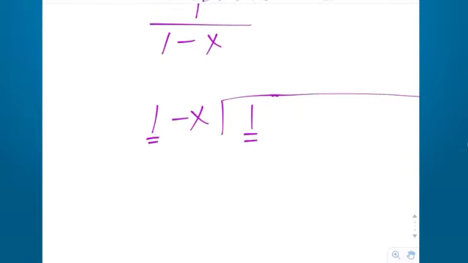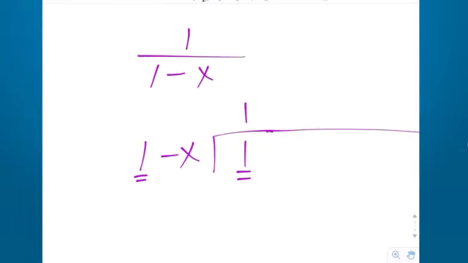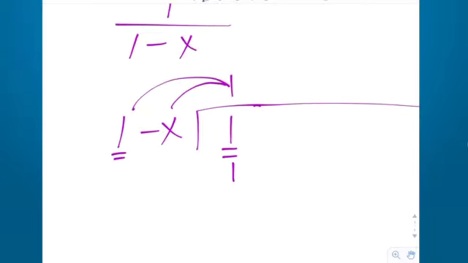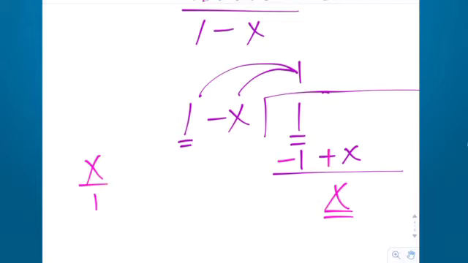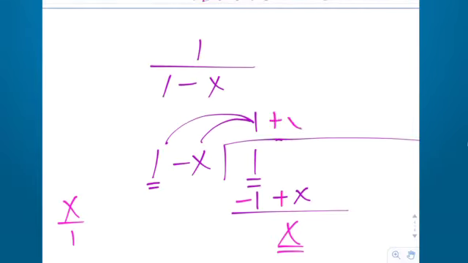How many times does 1 go into 1? Once, okay? And now if I distribute, I get 1 times 1 is 1, and then I get minus x. And then I subtract. So I change both signs. I get 0, and then if I add straight down, I get x. How many times does 1 go into x? In other words, what is x divided by 1? X times, so plus x.